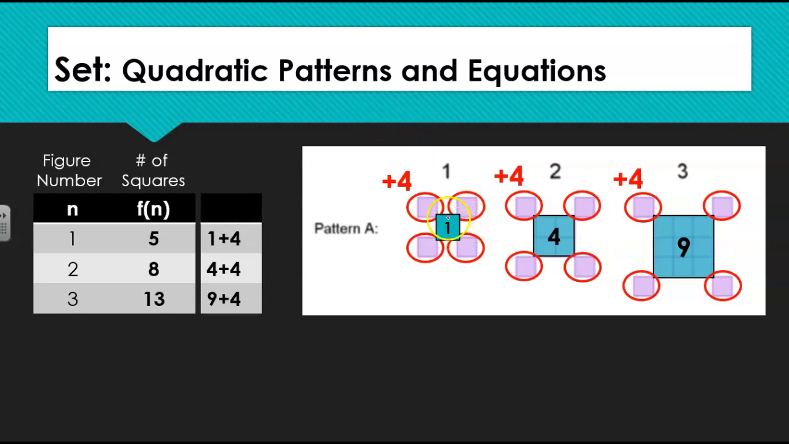In each of the figures, I'm adding 4 additional squares to the outside of the figure. So if I take the number of squares in the center and I add 4 more to that, that's how I get my total number of squares. In other words, I'm squaring my figure number and then adding 4 to it. I'm starting with n, I'm squaring it, and I'm adding 4.